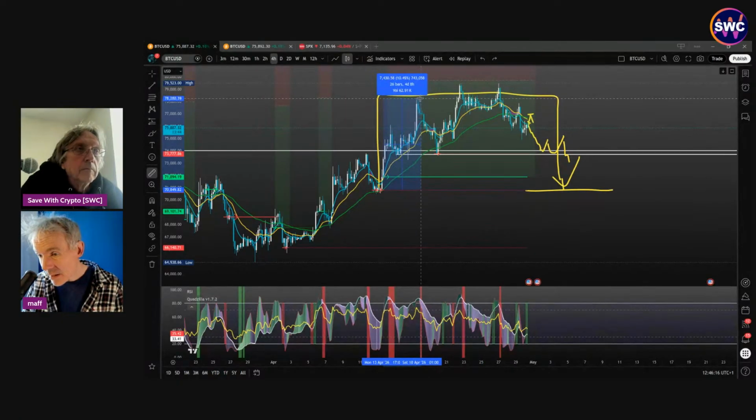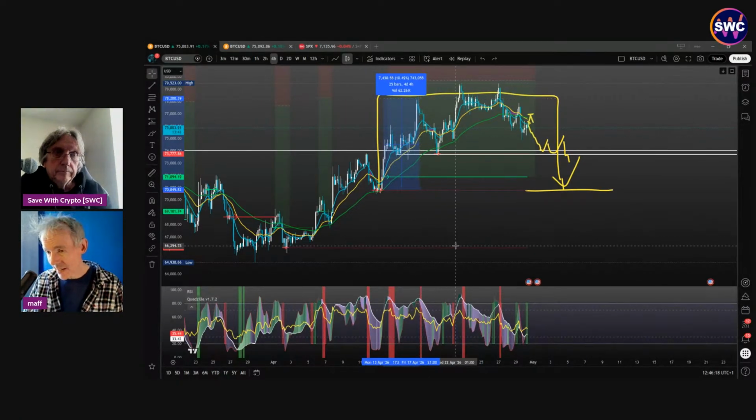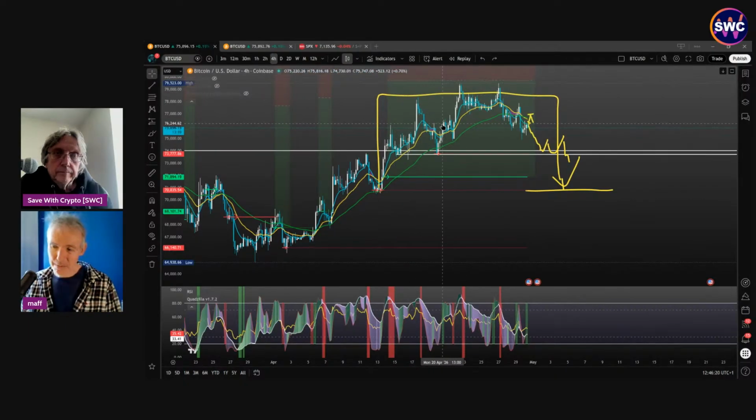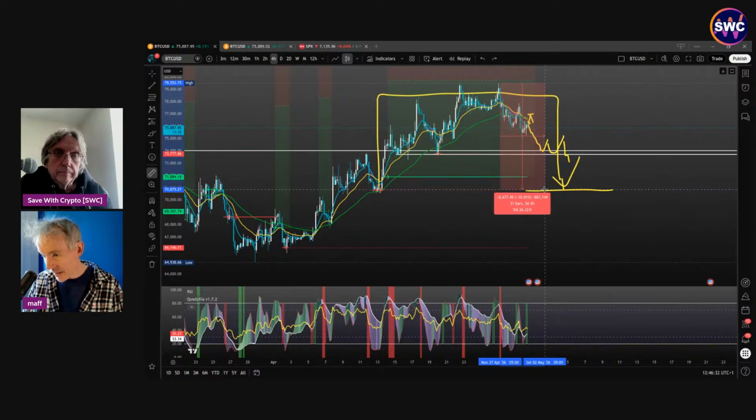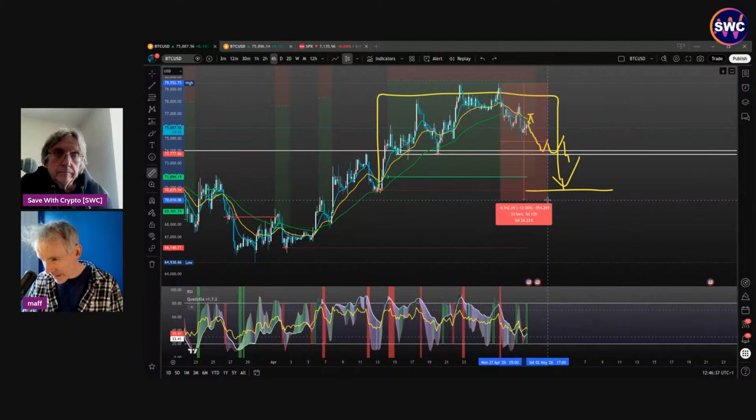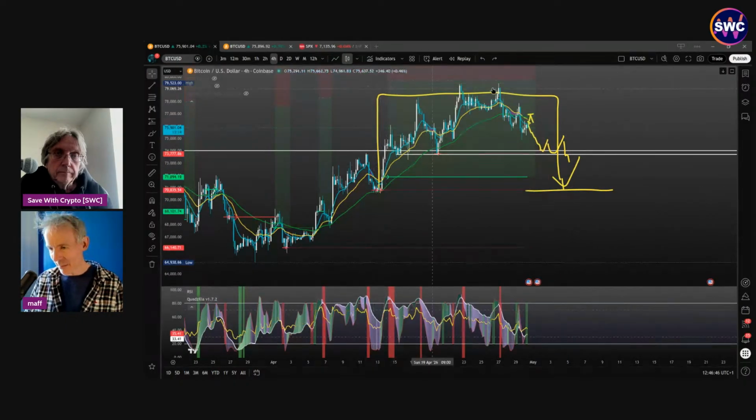That took 4 days to get to there, and then it was doing this weird ranging double-top thing. So it's 4 days, not very far. It might come down to here quite quickly from there, down 12%, to maybe 70k. So 70k in 4 days, if that plays out.